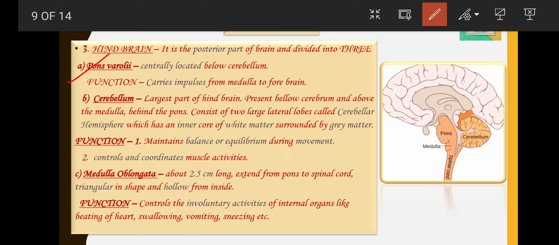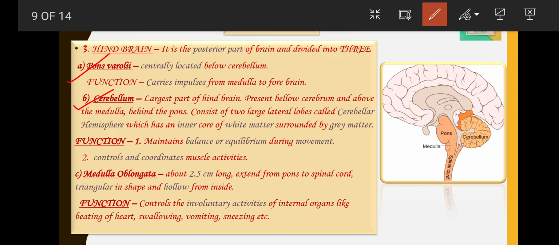The second part of the hindbrain is the cerebellum. The cerebellum is the largest part of the hindbrain. It is present below the cerebrum and above the medulla oblongata, behind the pons. It consists of two large lateral lobes called cerebellar hemispheres. It has an inner core of white matter surrounded by grey matter. The cerebellum helps maintain balance or equilibrium during movement. It also controls and coordinates muscular activities.